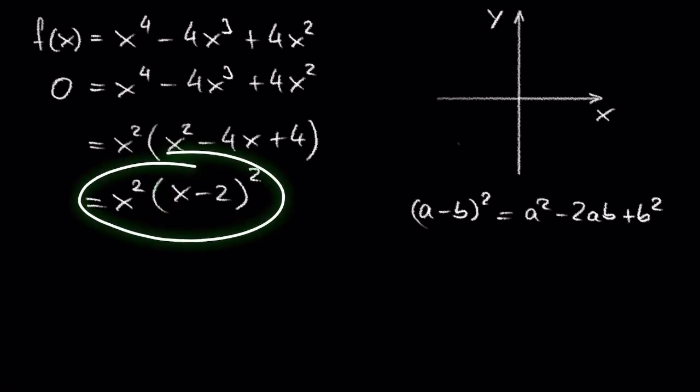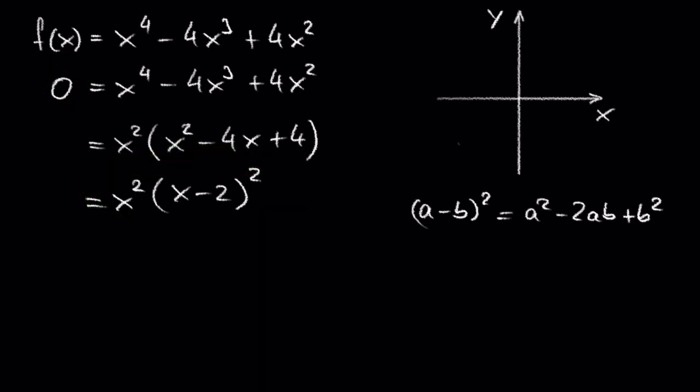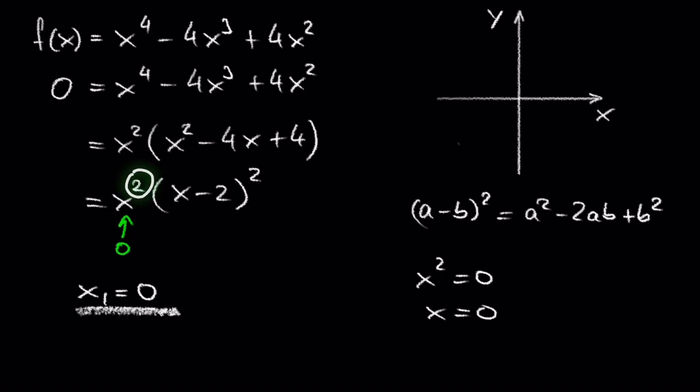Now, this is 0 when x squared is 0 or when (x minus 2) squared is 0. X squared equals 0 when x equals 0. But because it's squared, it's x times x. So it actually shows up twice. So what we say is that this has a multiplicity of 2, also called a repeated or doubled zero.